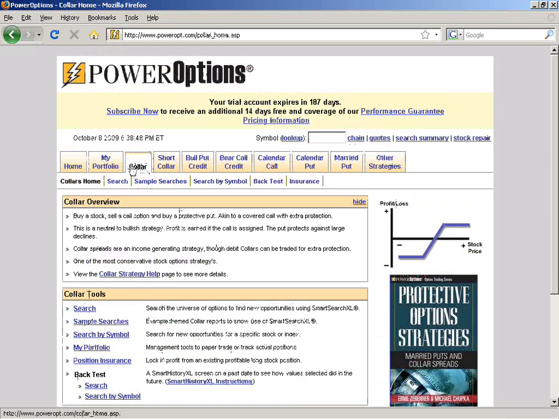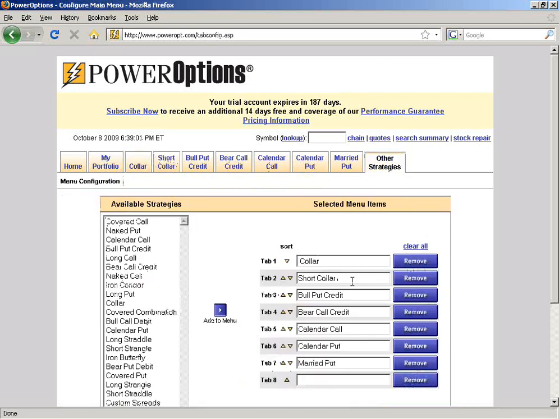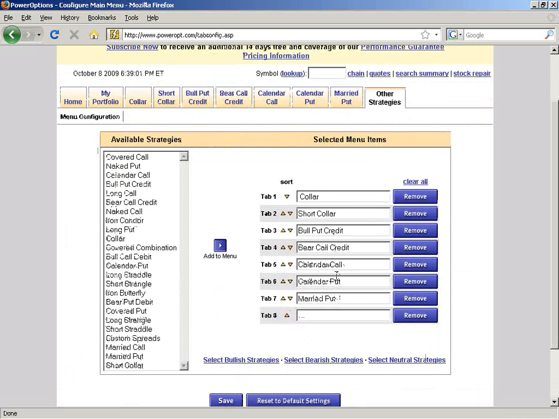This is for long collars, okay? The short collar tab I have selected right next to it. If you don't see long collar or short collar on your available tabs and you're interested in trading those positions, simply click on the Other Strategies tab, and then you can select which of the 23 strategies we support you want to view in the available 8 fields up at the top.